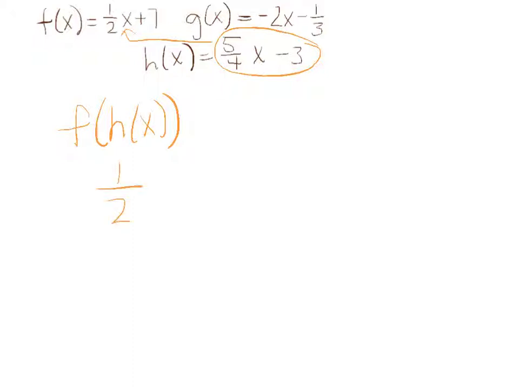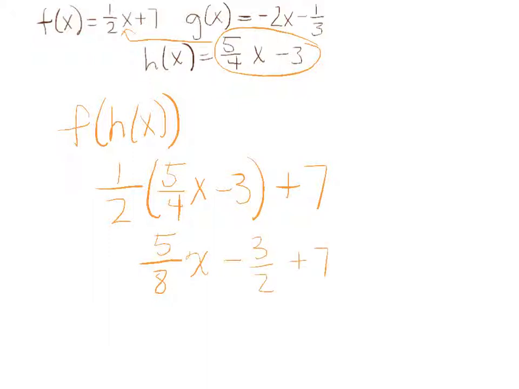So that's really going to be 1/2 times (5 over 4 x minus 3) plus 7. So again, this whole part here is being substituted in for this little x right here. Now if I want to simplify, 1 times 5 is 5, 2 times 4 is 8, so that's 5/8 x, minus 3 times 1/2 is -3 over 2, plus 7. 7 is the same thing as 14 over 2, so I'm going to have 5/8 x minus 3 over 2 plus 14 over 2.